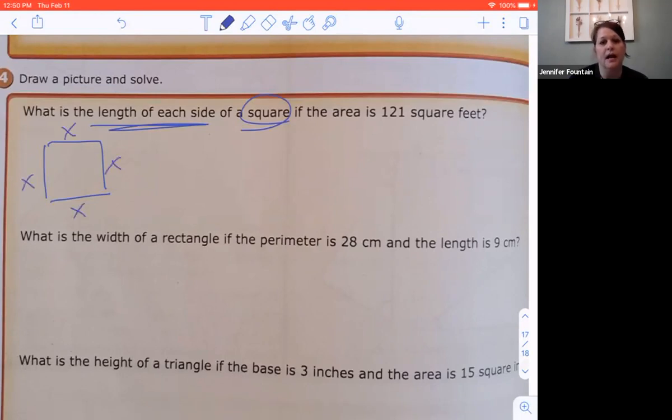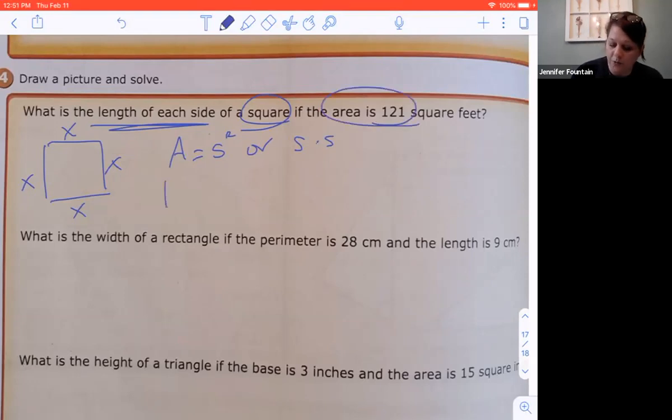right? So when I think about my formula for area, I know that the area formula for a square, we can either use side squared, or we can just say side times side, which is the same as side squared, okay? So in this situation, I don't know my side numbers, but I do know my area number. So what I'm going to do is plug in 121 for the area. So I know that 121 square feet is equal to side squared.